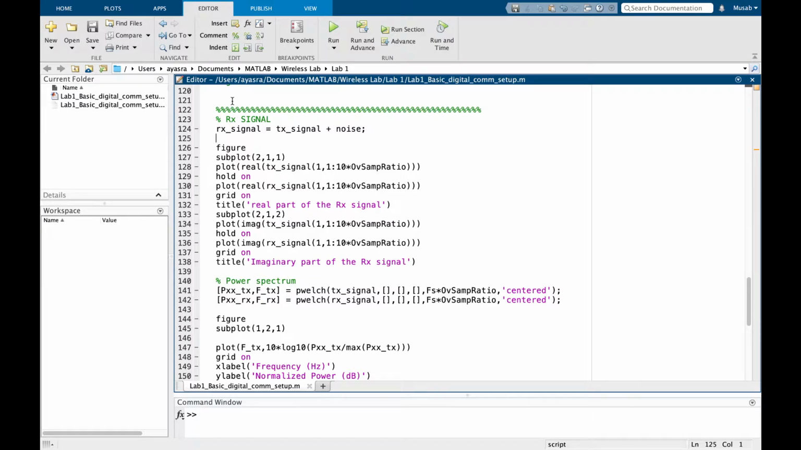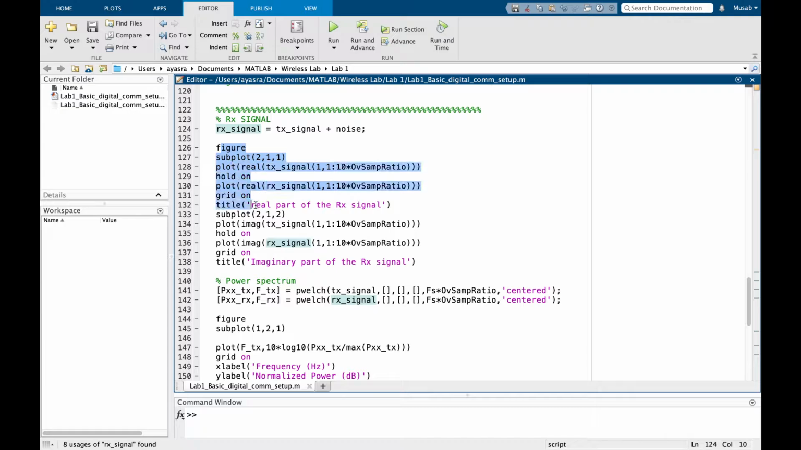So now let's see what we have in the receiver. As we said, since we are assuming the additive white Gaussian noise channel, that means the received signal will be given by the transmitted signal plus the noise samples that we generated. So now we can go and analyze this signal in different domains. I will start with the time domain and then the frequency domain, where we'll plot the spectrum.